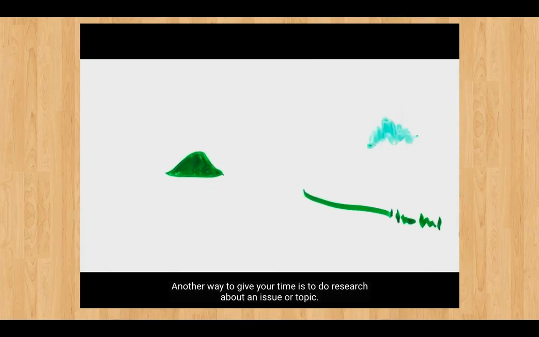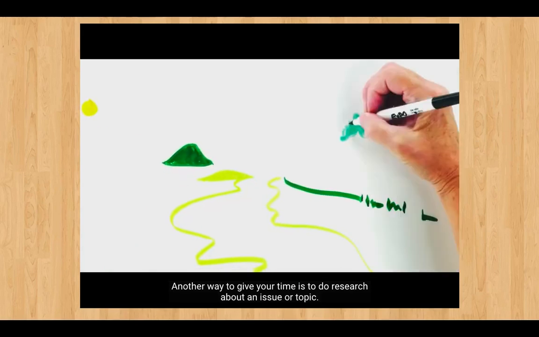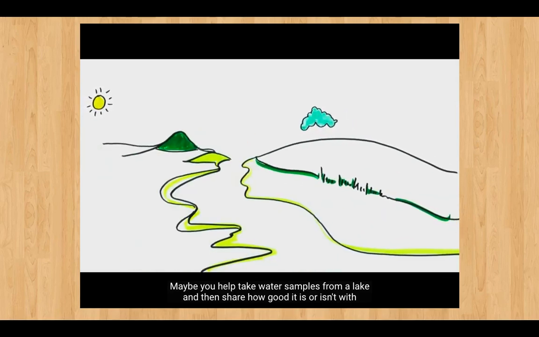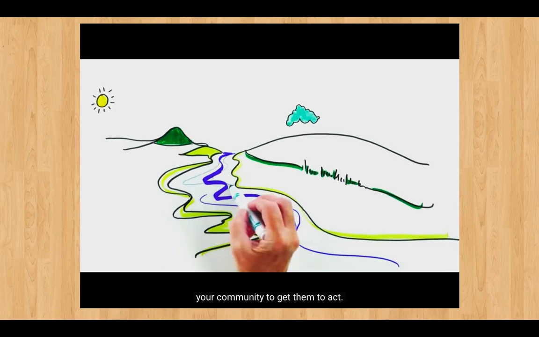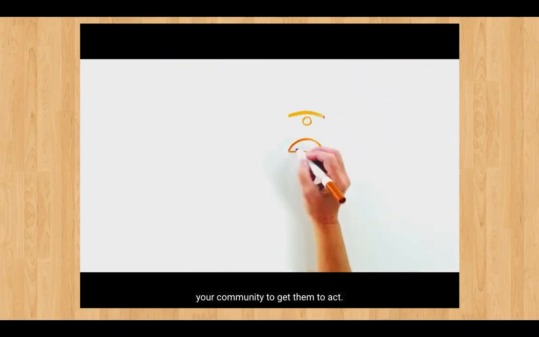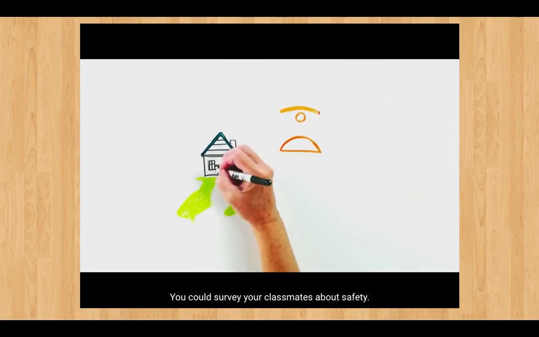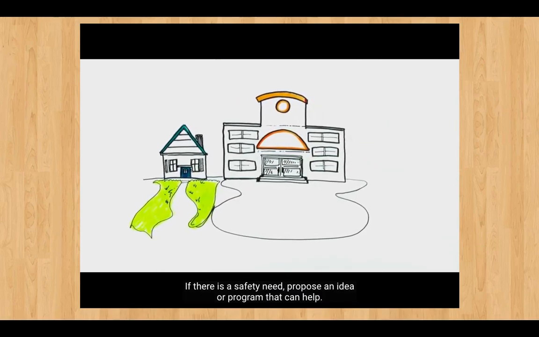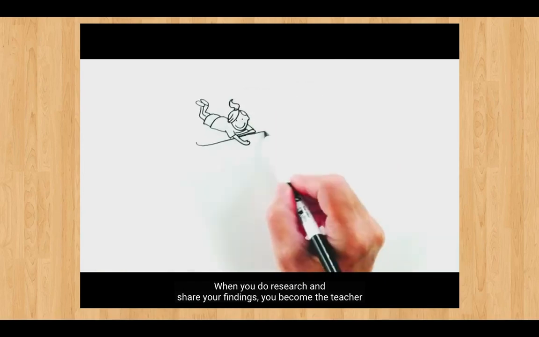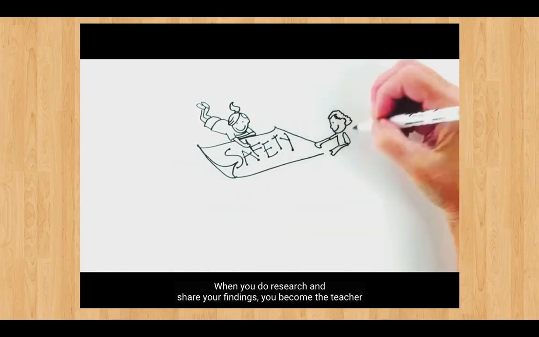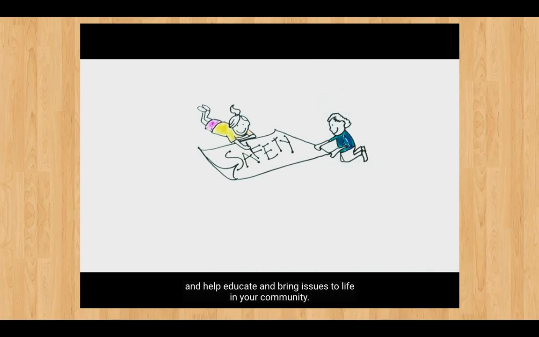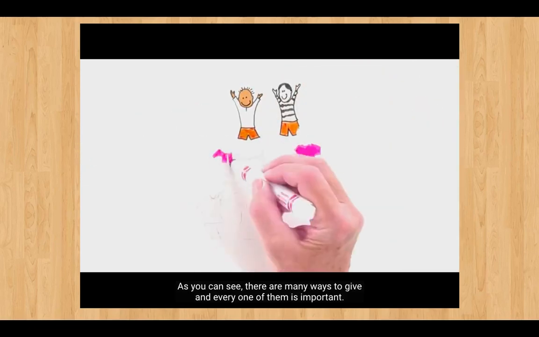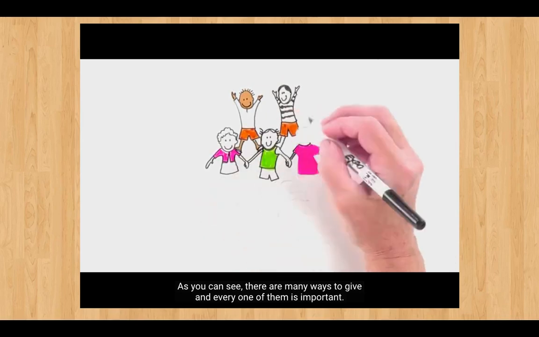Another way to give your time is to do research about an issue or topic. Maybe you help take water samples from a lake and then share how good it is, or isn't, with your community to get them to act. You could survey your classmates about safety. If there is a safety need, propose an idea or program that can help. When you do research and share your findings, you become the teacher and help educate and bring issues to life in your community. As you can see, there are many ways to give, and every one of them is important.